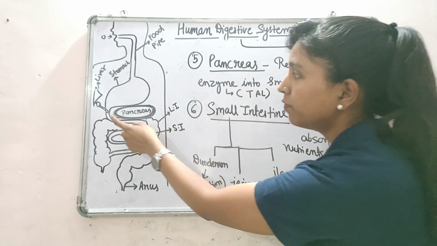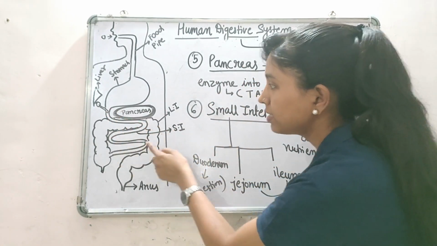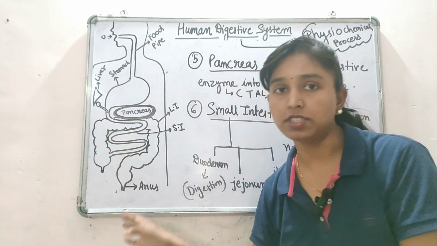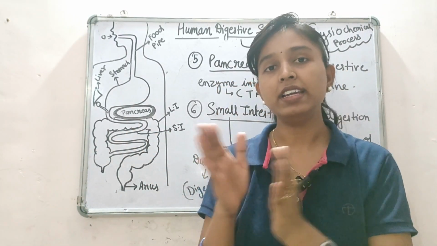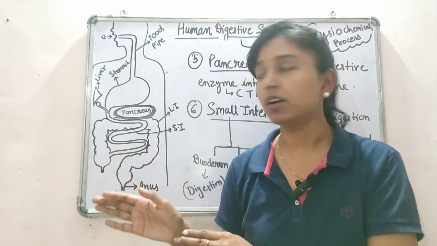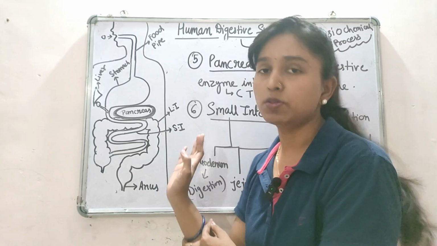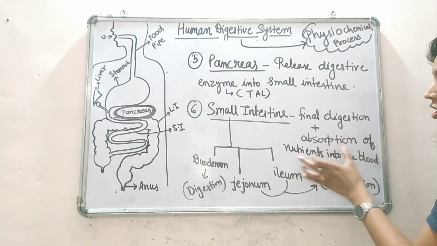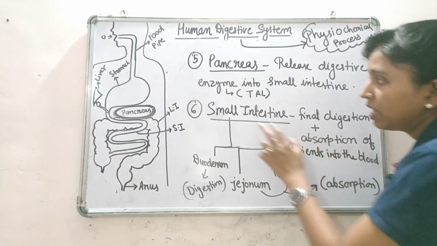After that, what happens in the small intestine? This is the most important part of the digestive system, the small intestine. The final digestion and absorption of nutrients into the blood happens in the small intestine. So, final digestion plus absorption of the nutrients into the blood.